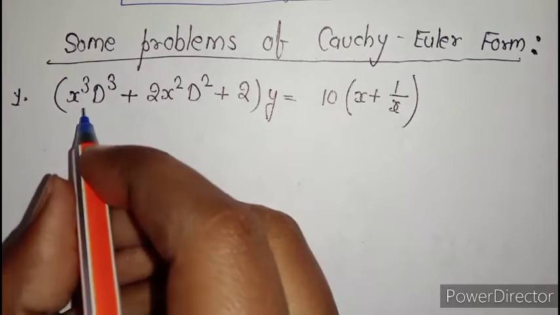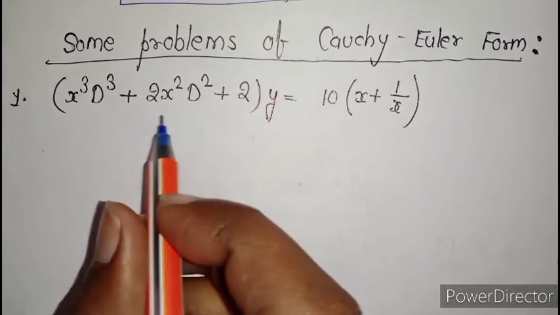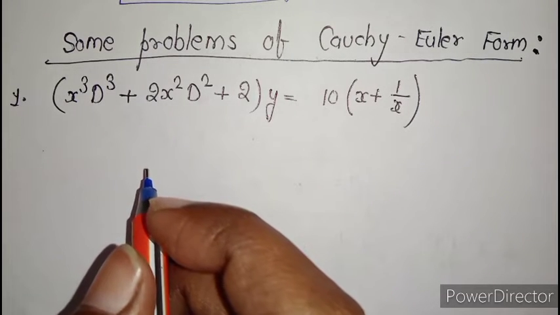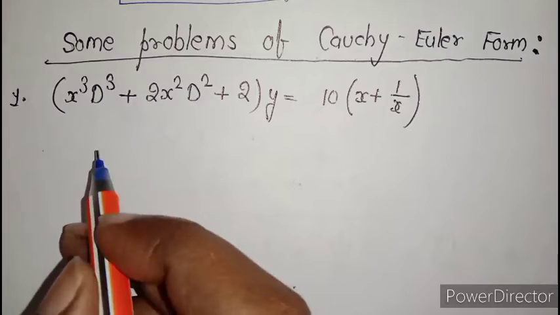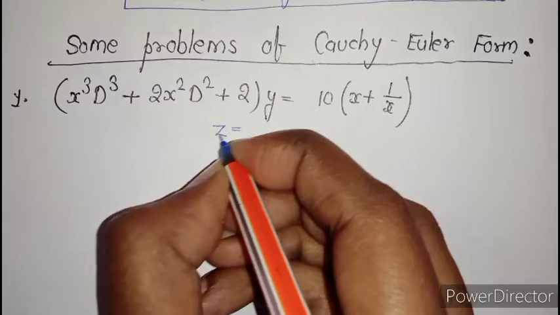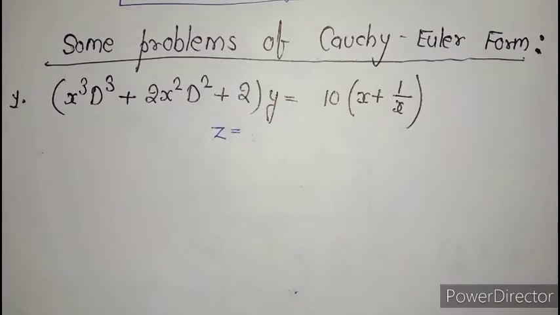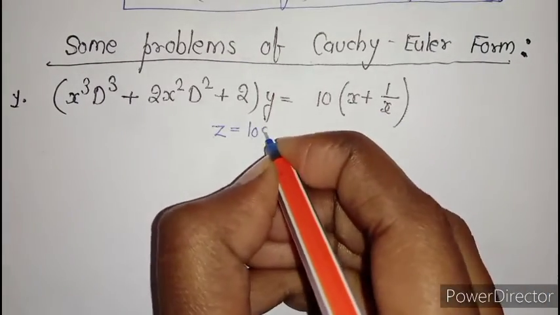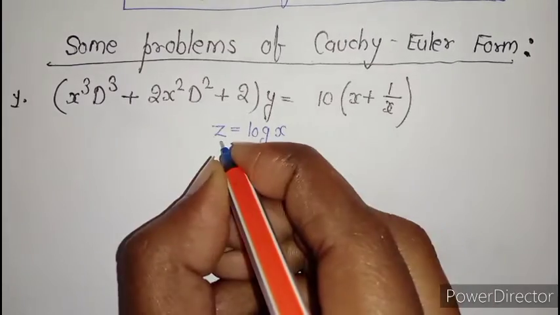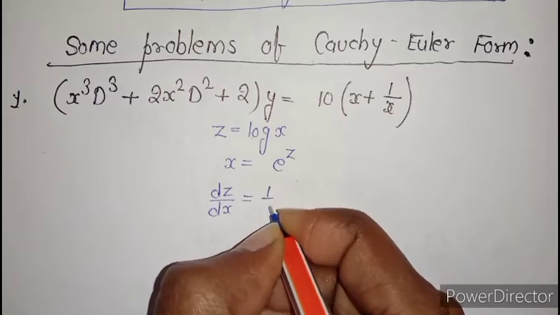Firstly, you can see this is a linear differential equation with variable coefficients. So we have to reduce it into a linear differential equation with constant coefficients. In order to do this, firstly we have to introduce a new variable, z, and assume z is equal to log x. Then x is equal to e raised to power z, and if we take the derivative of z with respect to x, we get 1 by x.